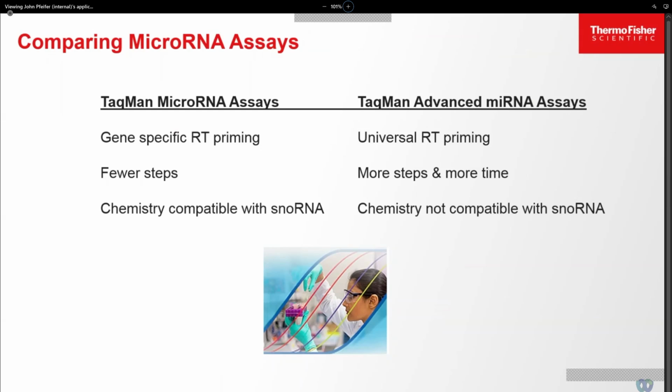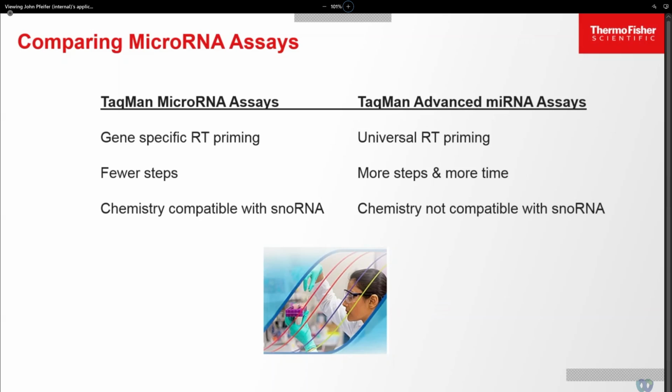So let's compare the TaqMan microRNA assays to the TaqMan advanced microRNA assays. The microRNA assays use gene-specific priming, as I said before, whereas advanced uses universal priming for reverse transcription. The TaqMan microRNA assays use fewer steps in the procedure. Advanced uses more steps and takes naturally more time too. The TaqMan microRNA assays, that chemistry is compatible with snoRNA.